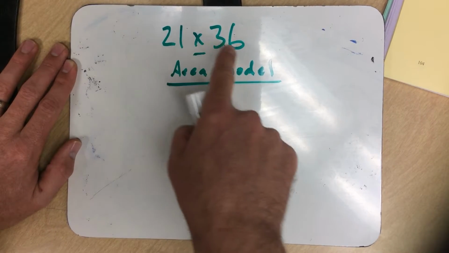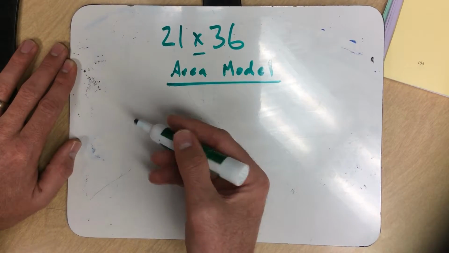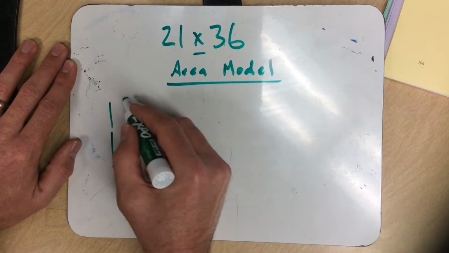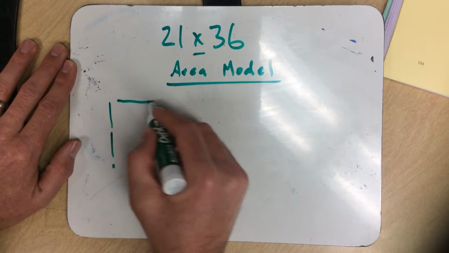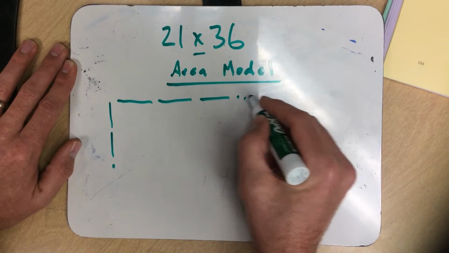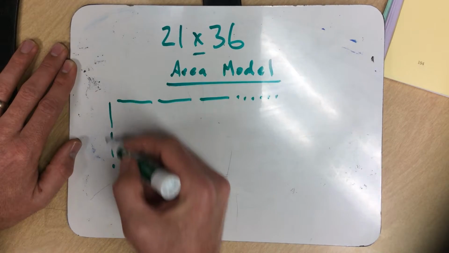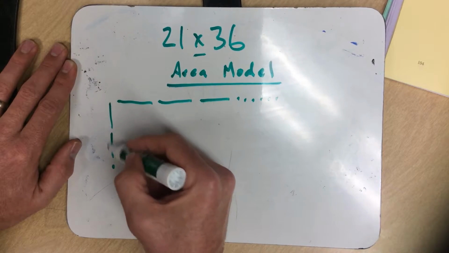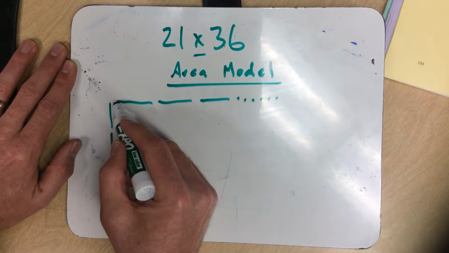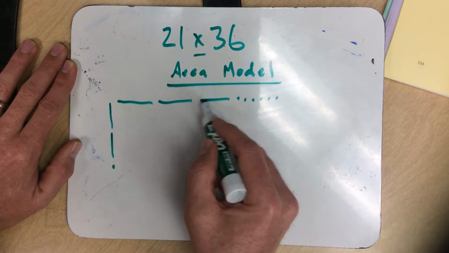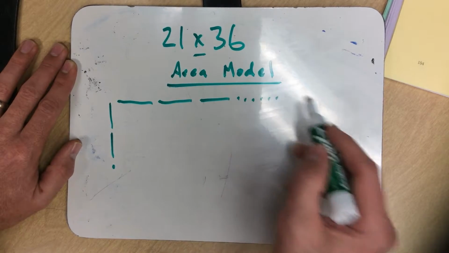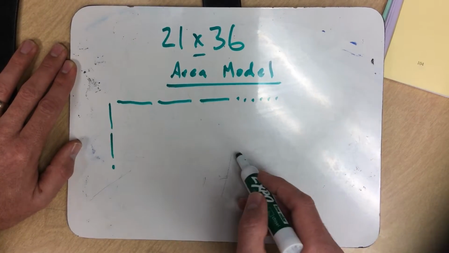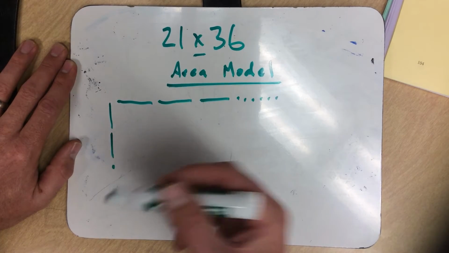With this 21 times 36, what we do is create an array where we first label the dimensions. So across the side here, we're showing 21. Each of these strips is worth 10. So we got 10, 20, and then there's 1. And across the top, we've got 36: 10, 20, 30, 31, 32, 33, 34, 35, 36. And then what we're going to do is fill in a rectangle in this space using these dimensions to help us break it up into parts.